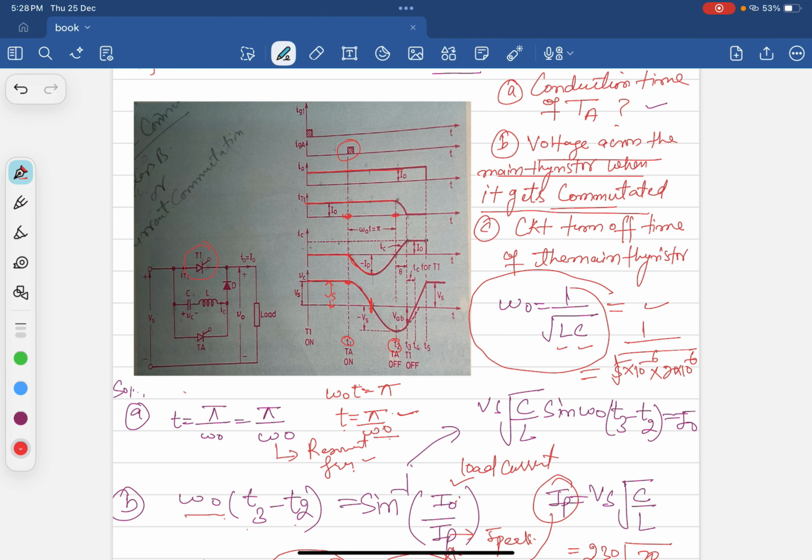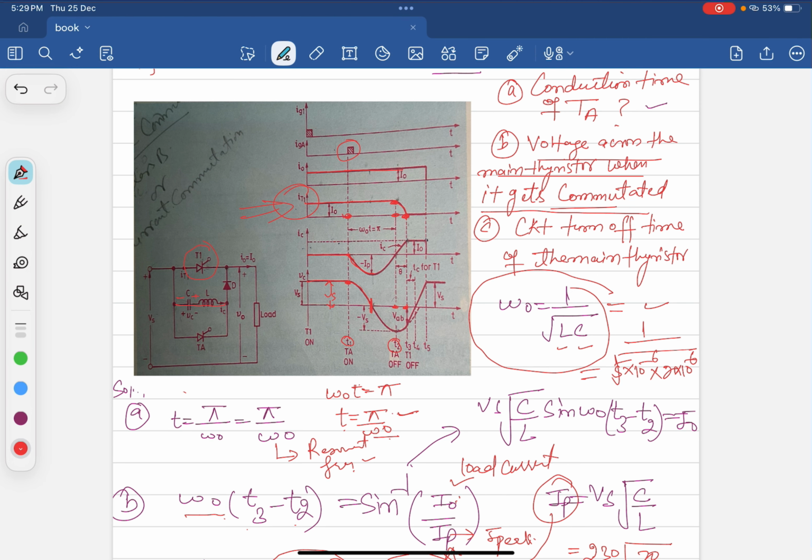As you can see in the diagram, this is the instant T3 and this is the instant T2. In between, the thyristor gets commutated. As you can see here in the thyristor current IT1, at this point it starts decreasing and reaches 0. What happened here? The polarity was changed after the capacitor got discharged.